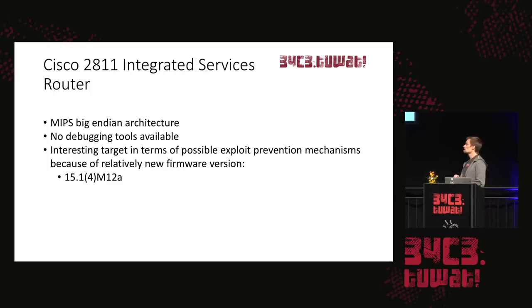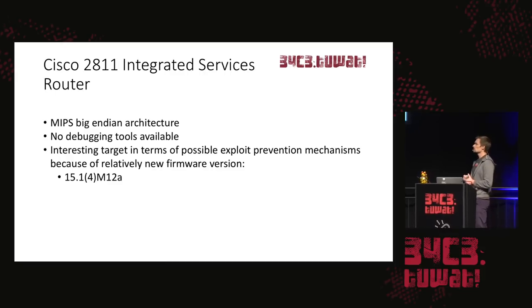it has a MIPS big endian architecture. You don't have any client debugging tools for it available. And it's interesting in that sense that the firmware is relatively new for this router. And it might be interesting to look at the defensive and exploit prevention mechanisms employed by Cisco IOS.